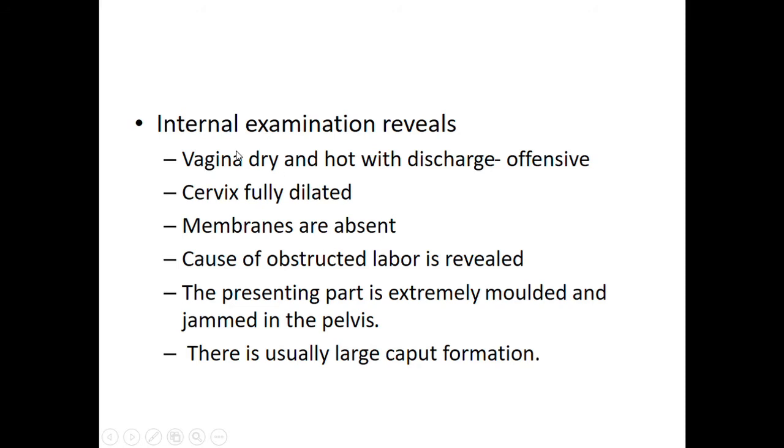Internal examination, or vaginal examination, shows the vagina dry and hot with discharge, which often will be offensive. Cervix is fully dilated. Membranes are absent. Cause of obstructed labor can be revealed. The presenting part is extremely molded and jammed in the pelvis. There is usually a large caput formation.